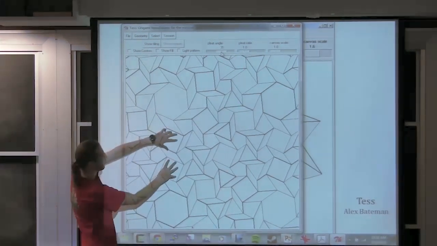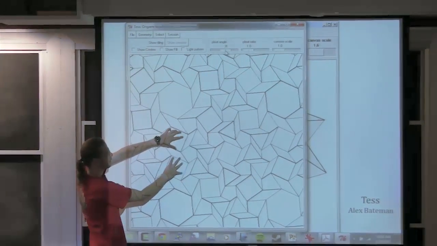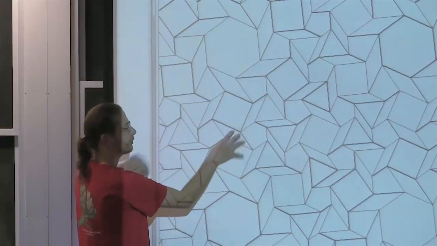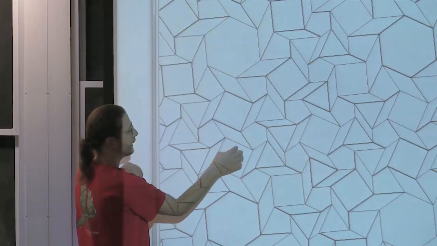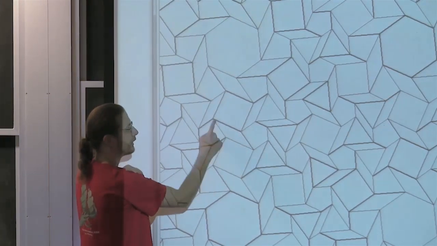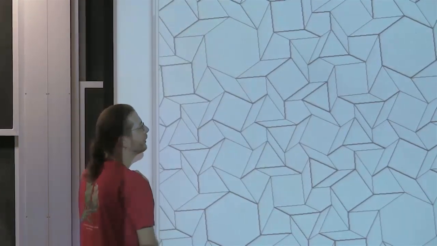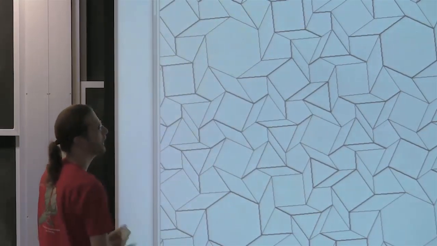So these two squares are two original squares of the tessellation. They've been twisted, and then these edges, which used to be... So they're shrunk and twisted. And then these edges used to be attached. We're now going to put in a little parallelogram there. And you just do that everywhere. And this is a crease pattern.